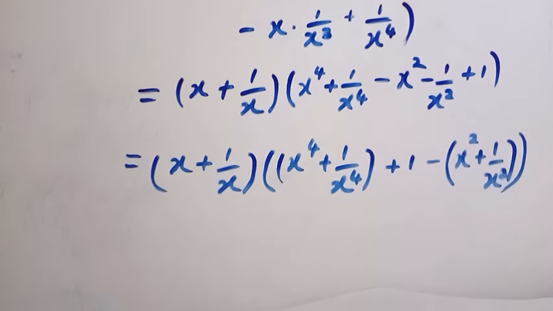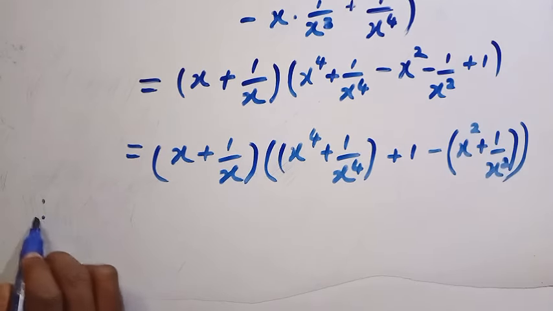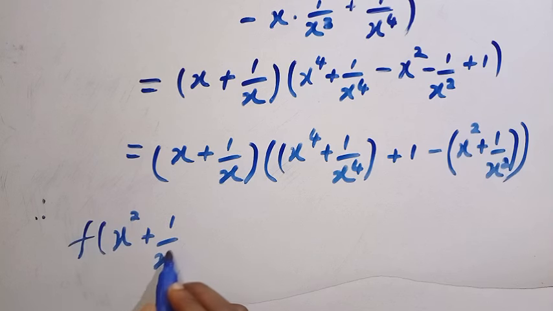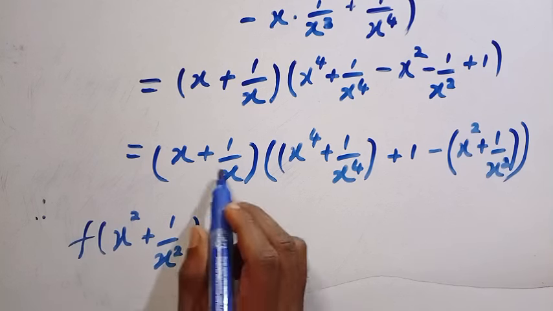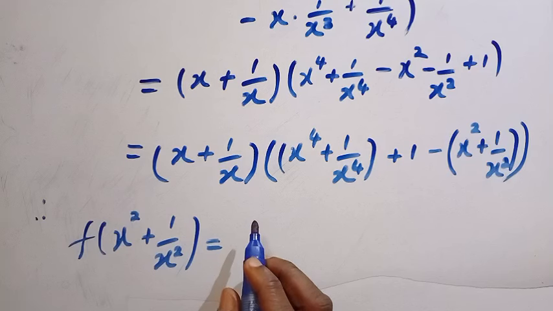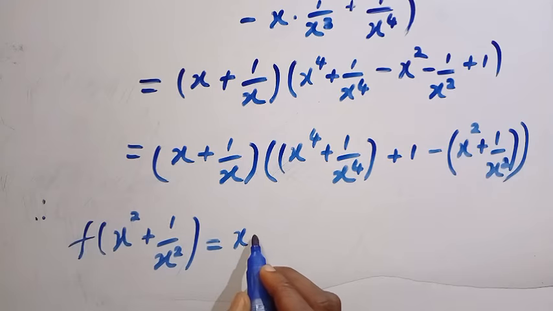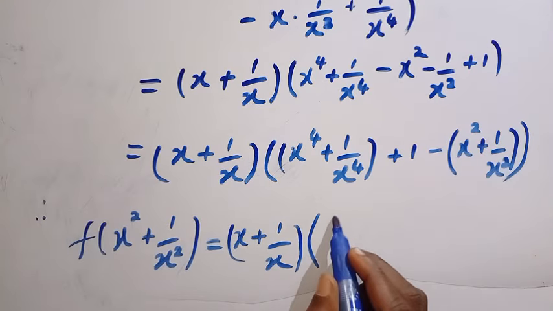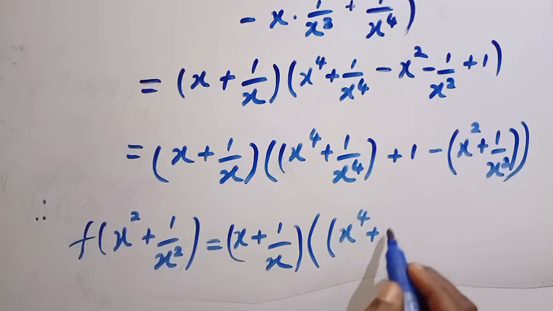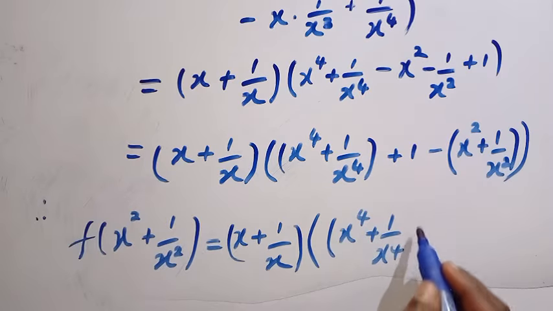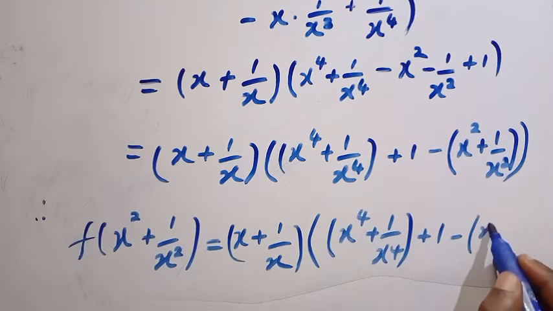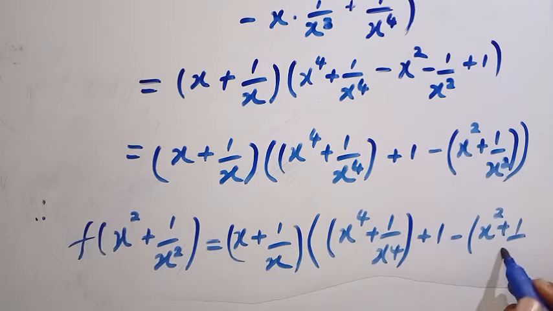After getting this, we should note that all this is the result of f(x^2 + 1/x^2). This equals the whole of this x^5 + 1/x^5, that is (x + 1/x), in bracket, multiplied by (x^4 + 1/x^4), then plus 1 minus (x^2 + 1/x^2).